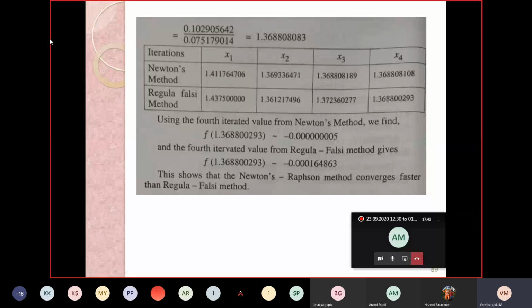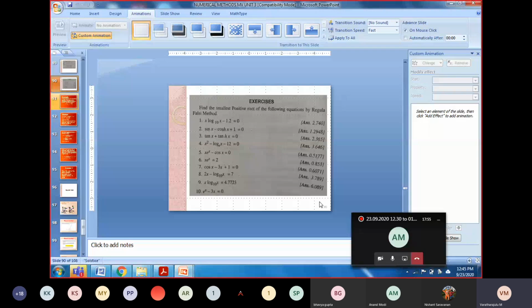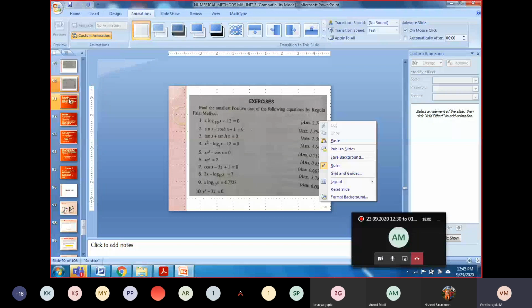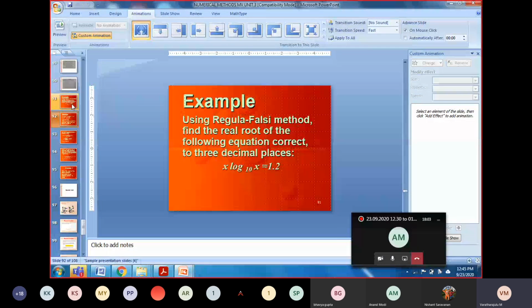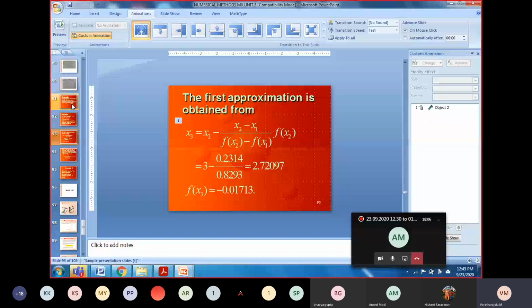Up to this point, this is the exercise for you to practice in the regula falsi method. And one more thing, some authors may use a different formula for the regula falsi method. Some authors may use this type of formula also for finding the results, that is x(n+1) is equal to x(n), that is here x3 is equal to x2 minus x1 divided by f of x2 minus f of x1, into f of x2. This is the way some authors will solve the regula falsi method.